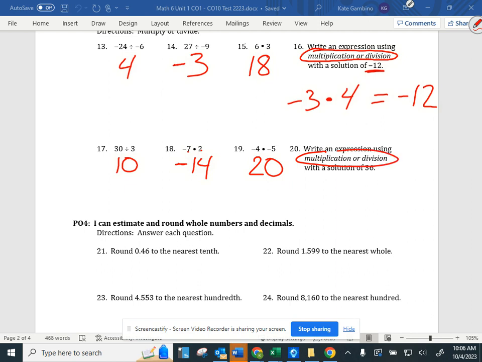We need to use multiplication or division that equals positive 36. I just went with 6 times 6. Okay. 9 times 4. Think about 2 positive numbers or 2 negative numbers would give us a positive answer. Any questions on multiplying or dividing? Okay.